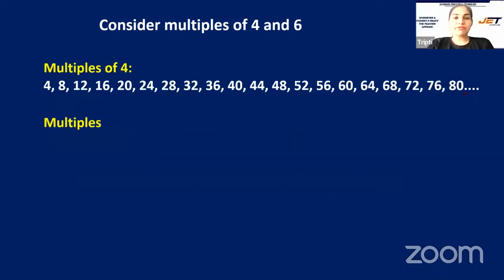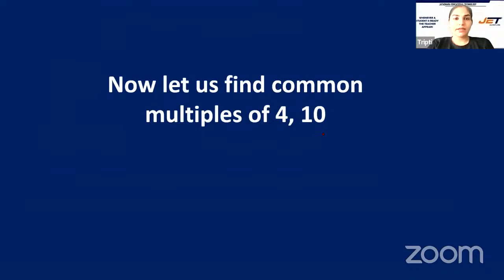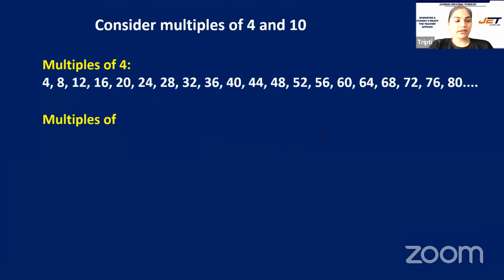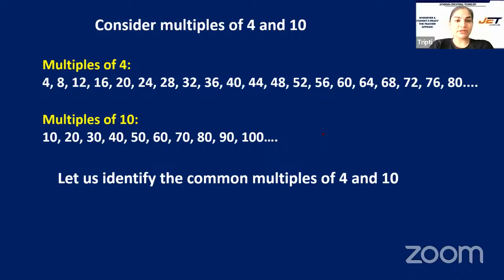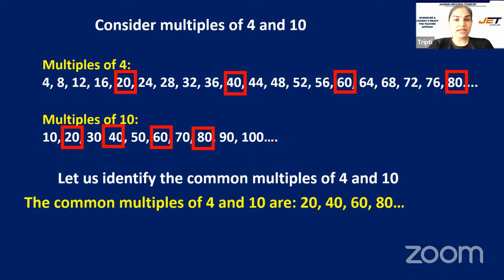Common means the same. You just have to find the same multiples. Same. 4 and 10. These are the multiples of 4 and these are the multiples of 10. You have to find the common multiples of 4 and 10. So I can see only 20, 40, 60, 80. And if we move further, it will be 100 as well. So these are the common multiples of 4 and 10.